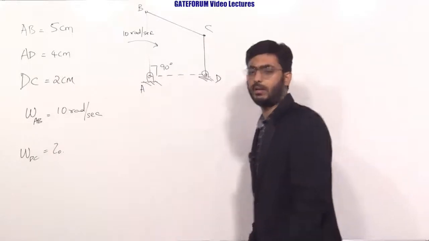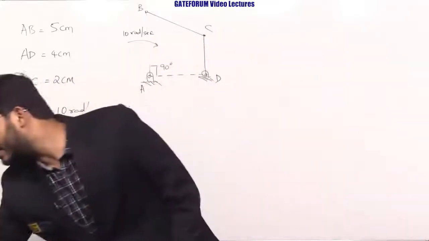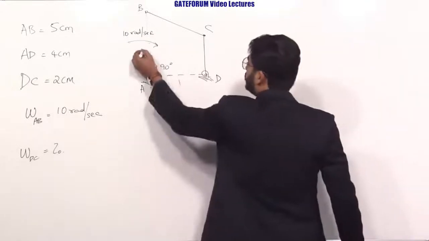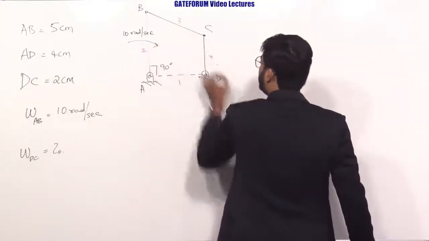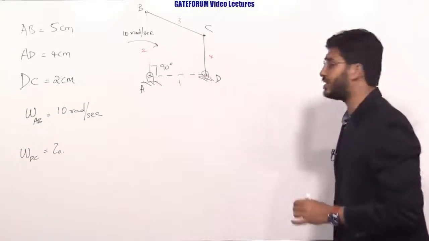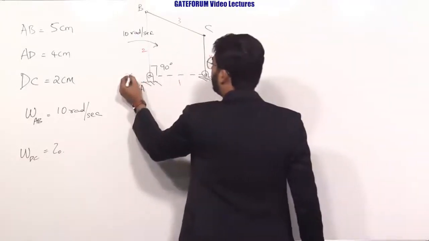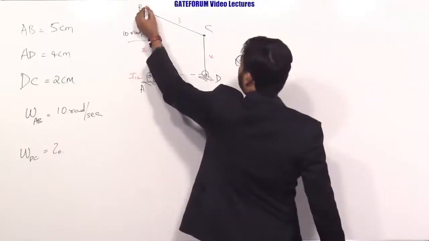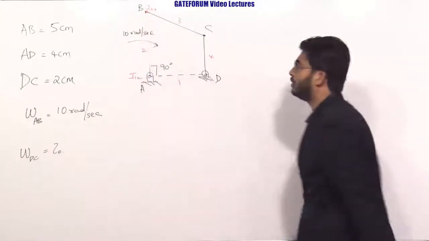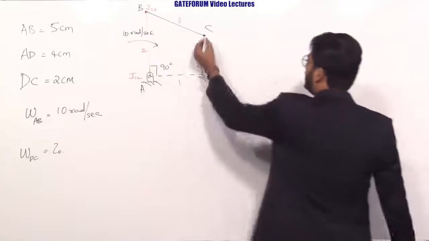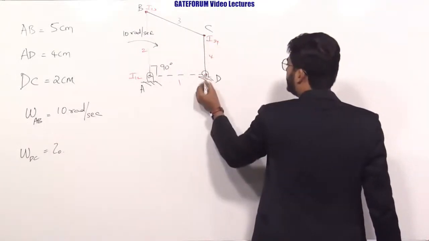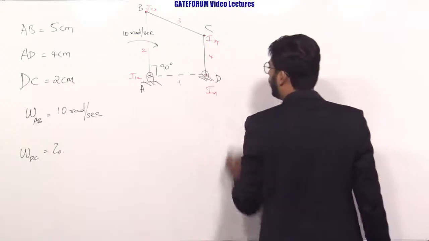Now let us try to plot the instantaneous centers. This is link 1, this is 2, this is 3, and this is link number 4. So this will be instantaneous center I12, this will be I23, this will be I34, and this will be I41.